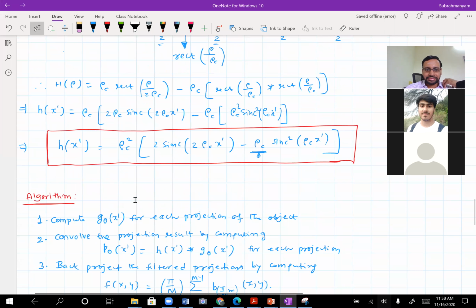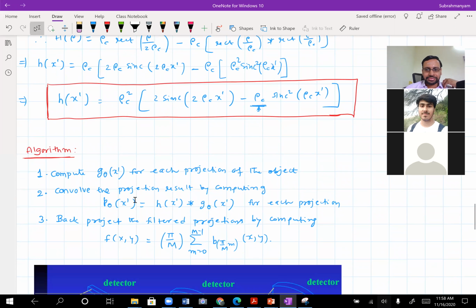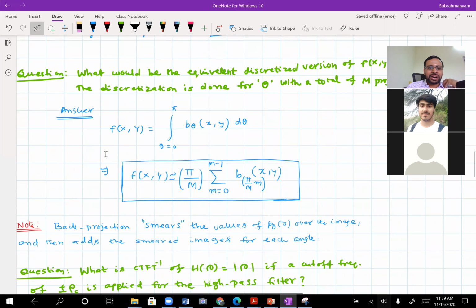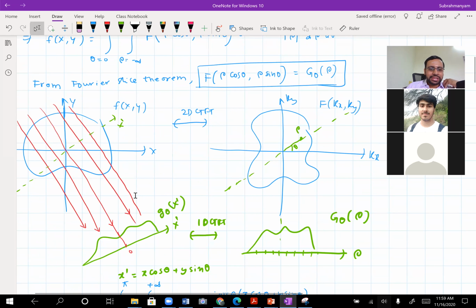So from that we are getting the original function. No, no, no. We are not at all going into the Fourier domain. That's the beauty here. All you have is g_t of x dash, which is a projection taken at an angle of theta with respect to the sensor. That is all you are doing.